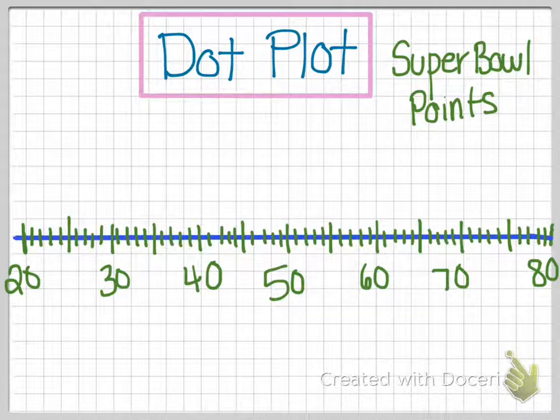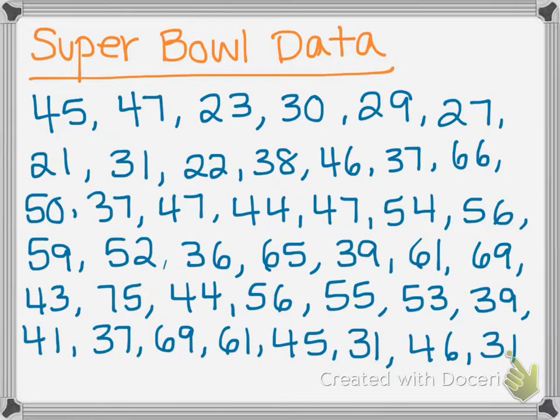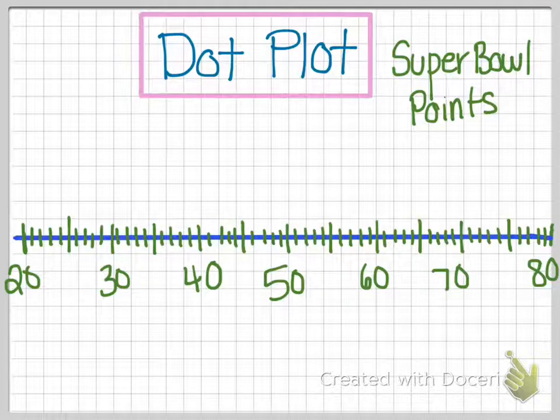And what I'm going to do is put a dot, like I said, over any value that is in my data that I have here. So we're going to start at 21. This is our lowest score, so I'm going to cross off 21, go to my dot plot, and put a dot at 21, right above it. Let's make it a little bit thicker.